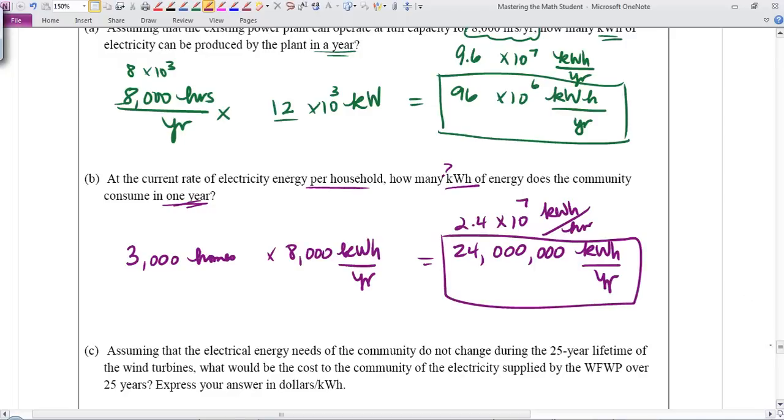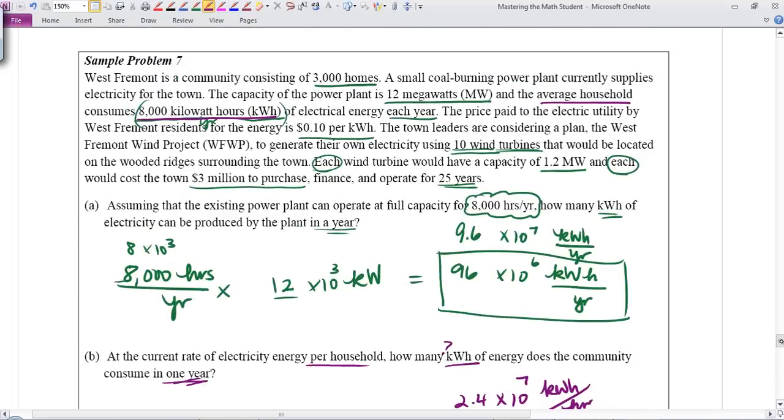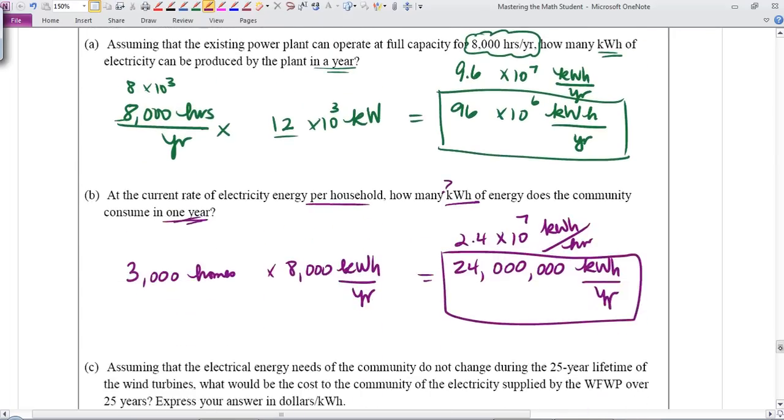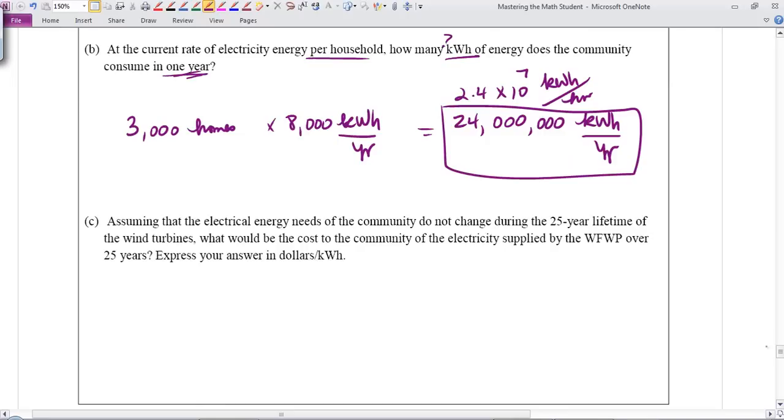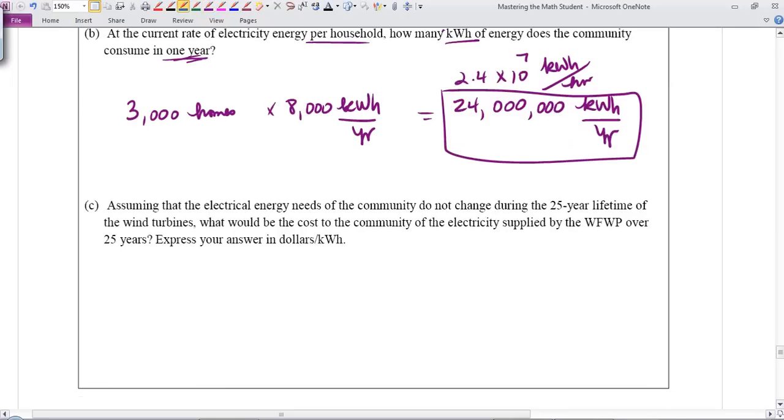Now, so far that wasn't that bad. See, all that reading, and so far parts A and B were not too nasty. Let's see what they're going to do to us on C. Assuming that the electrical energy needs of the community do not change during the 25-year lifetime of the wind turbines. Yeah, right. What would be the cost to the community of the electricity supplied by the West Fremont Wind Project over 25 years? And express your answer in dollars per kilowatt hour.